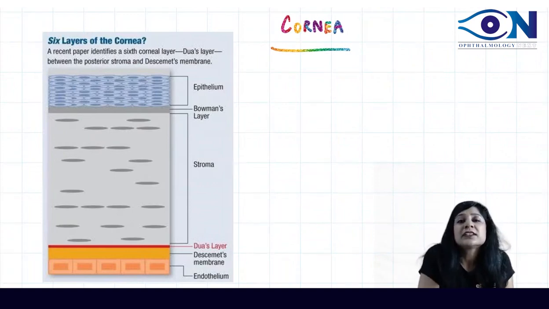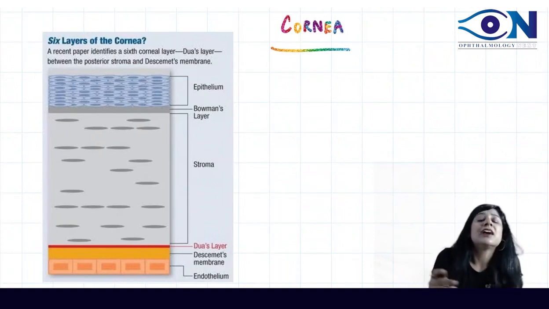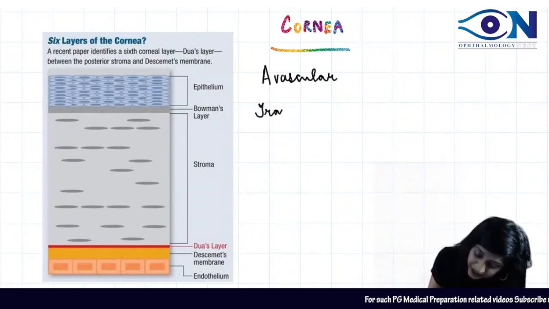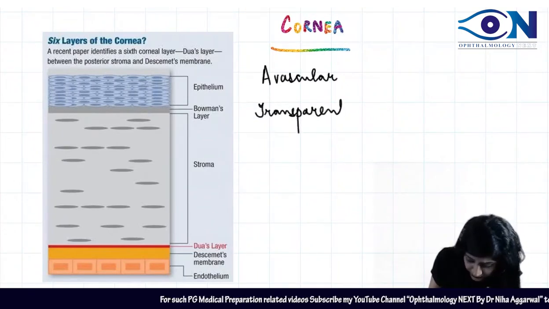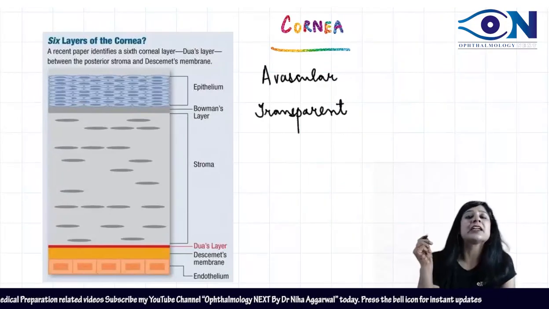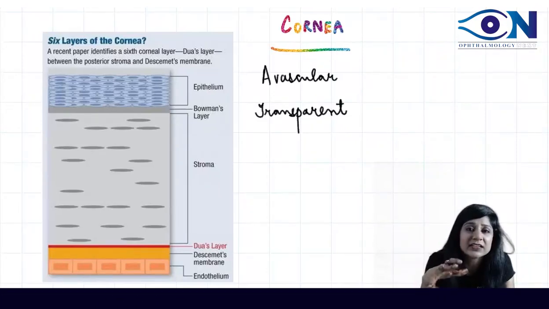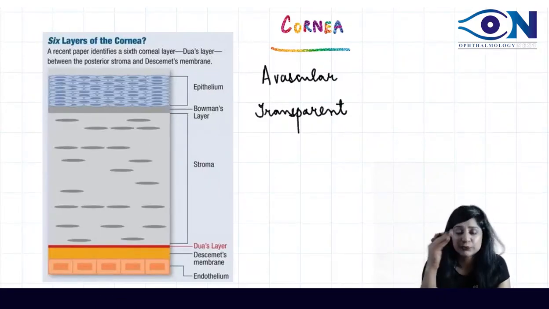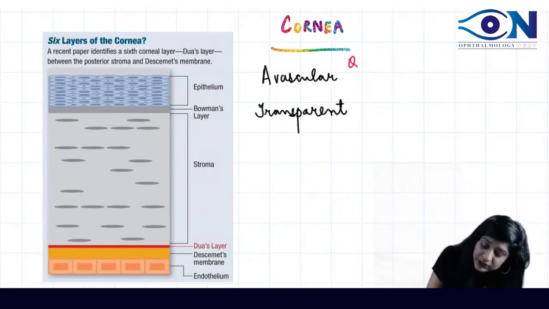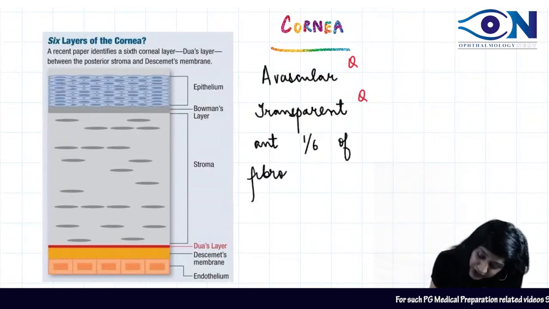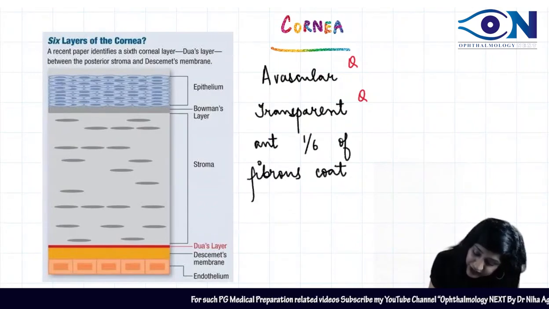Now, a very important thing about the cornea is that the cornea is avascular, right? It is avascular and transparent. These are the one-liner kind of questions that are important. Previously your paper consisted of a majority of one-liners, but now you have some one-liners and some clinical questions, so I'll try to cover both. It consists of the anterior 1/6 of the fibrous coat.